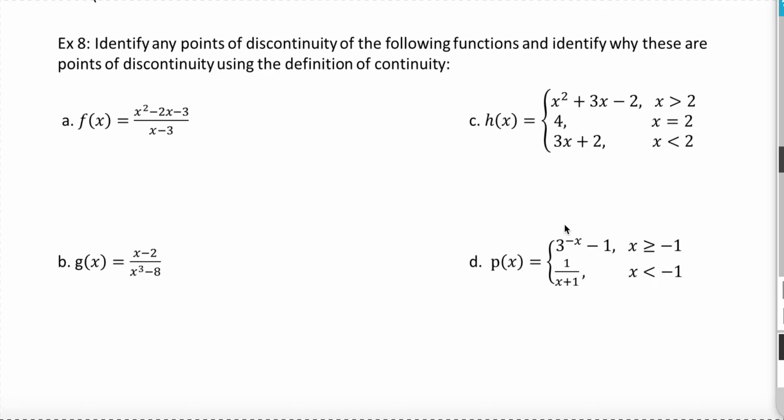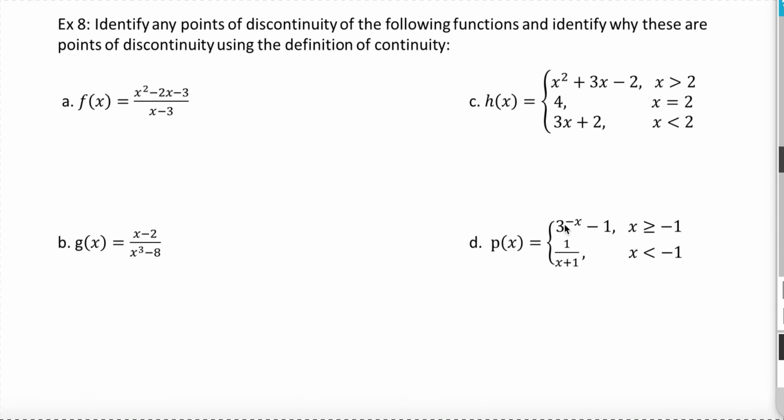To help speed up your processing, let's take a look at some actual functions now. Let's identify any points of discontinuity that we can, and then identify why these are points of discontinuity using the definition of discontinuity, okay? Some examples here.